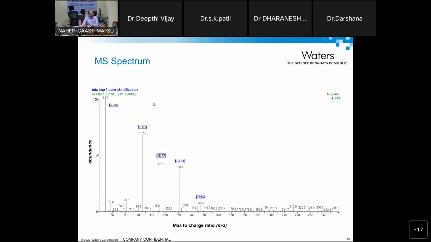This is how a mass spectrum generally looks. On the x-axis, you have the mass to charge ratio, or m/z values, and on the y-axis, you have the relative abundance of the ions which are formed.